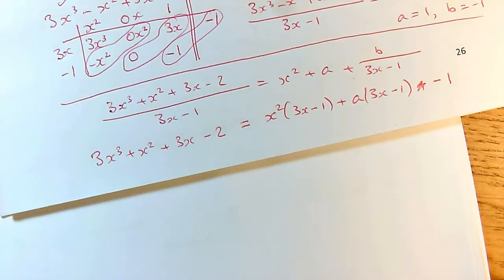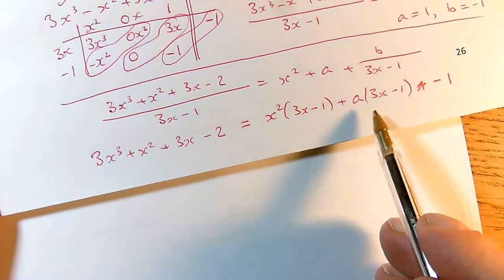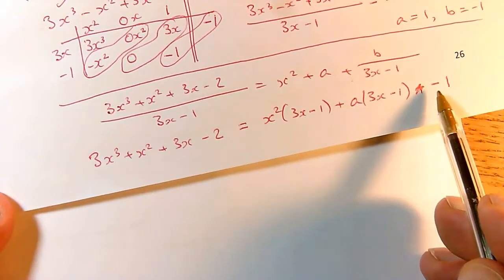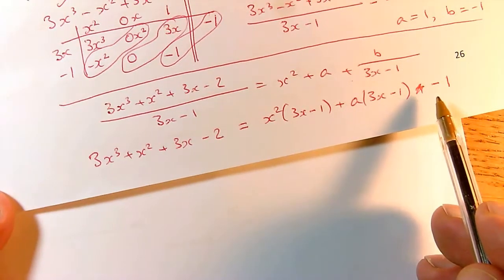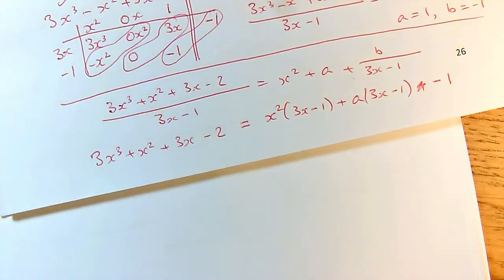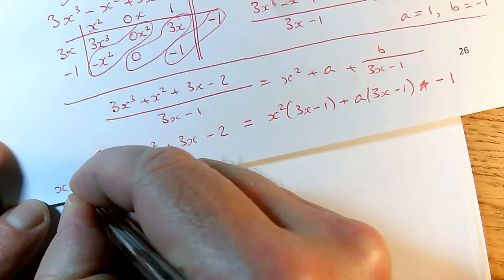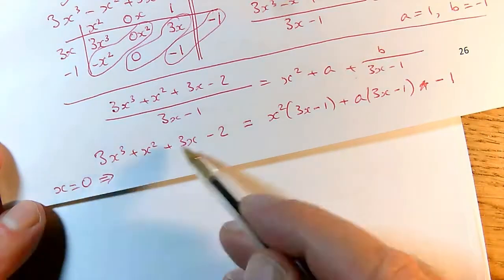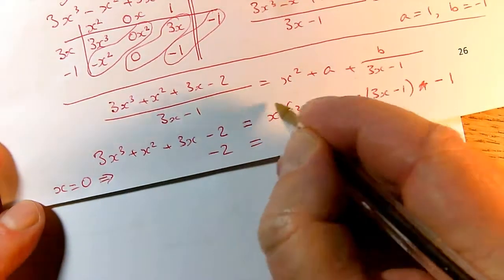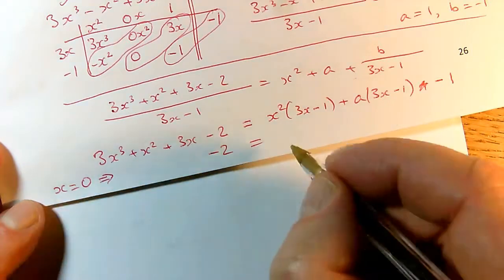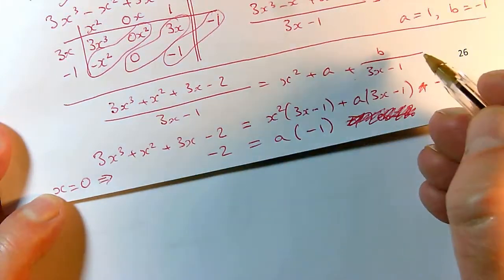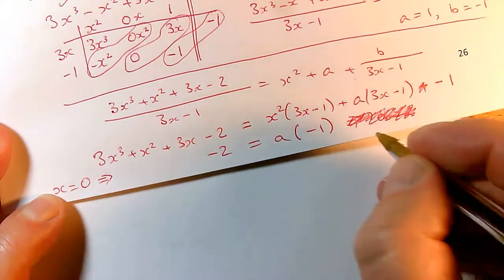I could substitute in values of x. Now you might think that x equals a third is a smart value of x, but actually that's going to make the a that I'm trying to find vanish. That would be a good way of finding the minus 1 if I didn't already know it. But I'm not going to put in a smart value of x, I'm just going to put in an easy value of x. And the easiest value of x here is definitely x equals 0. Because when x equals 0, all of this is 0. I'm just going to get minus 2 equals, x is 0, so this bit is going to equal 0. Minus 2 is going to equal a times 3 times 0 minus 1, which is a times minus 1. And I mustn't forget this minus 1 at the end from there.